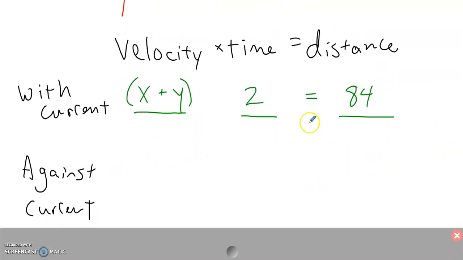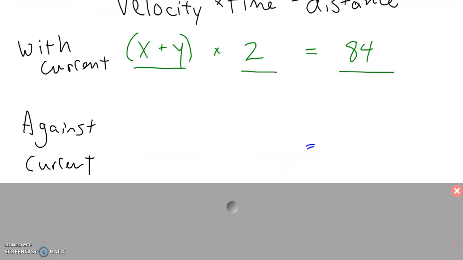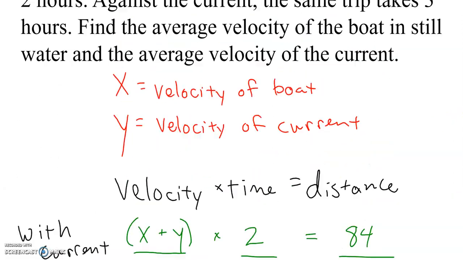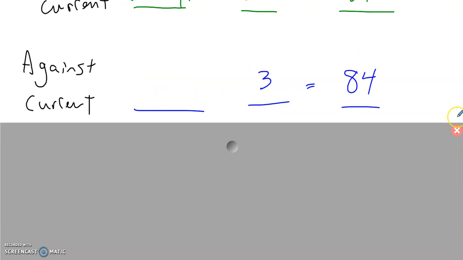Now, when you're going against the current, it's going to be a very similar thing. Oops, forgot my time sign there. The distance, it's still the same trip. It's still an 84-mile trip. And then the amount of time it takes, though, is longer. I'm given that it takes 3 hours. So the amount of time here is going to be 3.